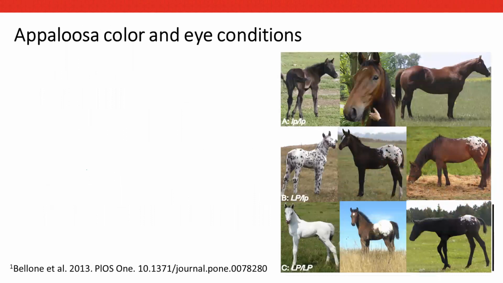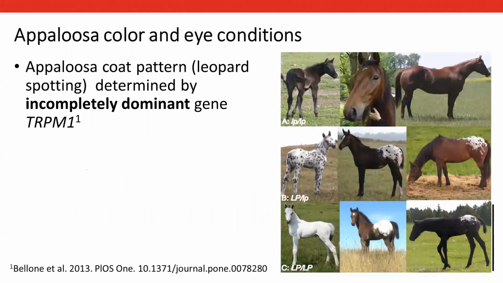Appaloosas are really interesting when it comes to genetics. So Appaloosa color has been associated with different eye conditions. So let's talk about Appaloosa coat color patterns, or leopard spotting. It's determined by an incompletely dominant gene. That gene's called TRPM1. It's a little bit different than the dominants we've been talking about to this point.